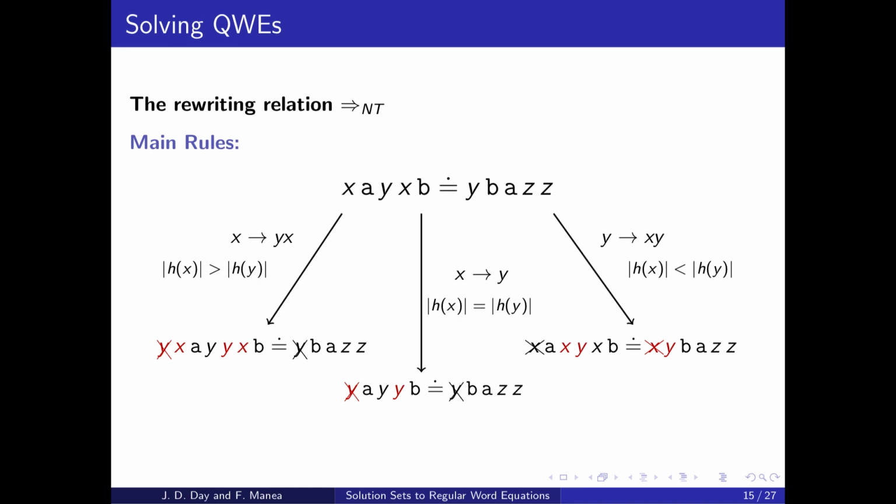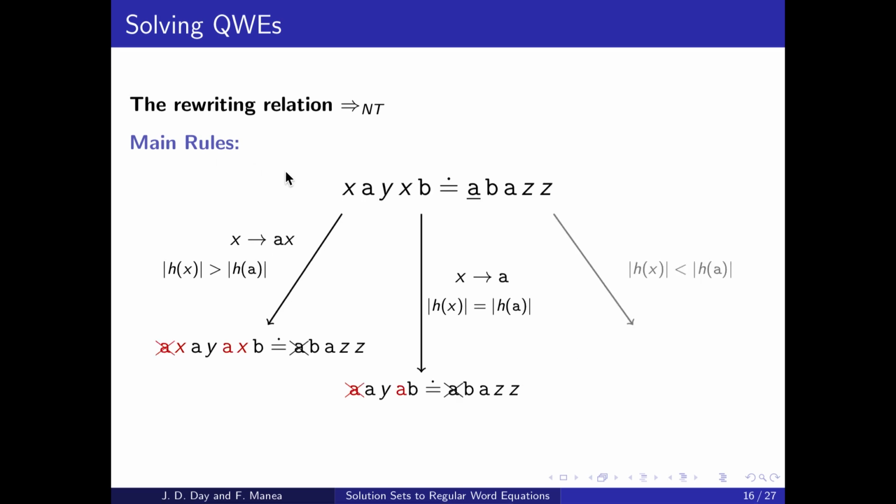And the intuition behind these transformation rules is that, for example, in the case where x goes to yx, the new equation that we get will have a non-erasing solution if and only if our original equation has a solution satisfying that the length of x is greater than the length of y. Similarly, if we replace x with y, then the equation that we get as a result will have a non-erasing solution if and only if our original equation had a non-erasing solution satisfying that the length of x was equal to the length of y, and so on. So we get this splitting of the search space of all solutions essentially by applying these rules.